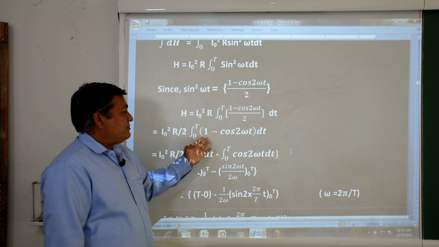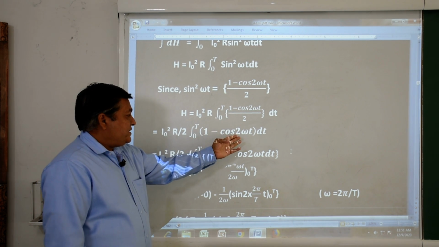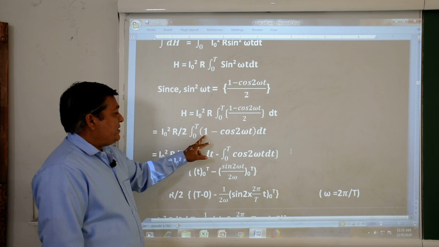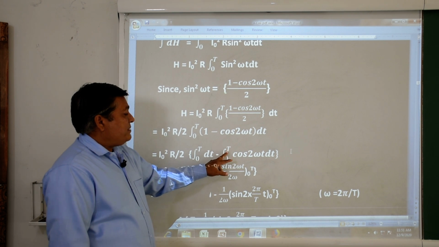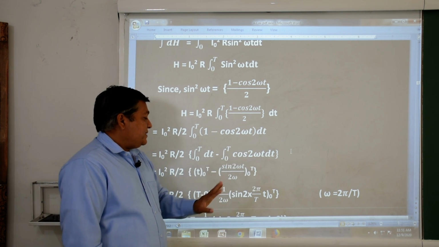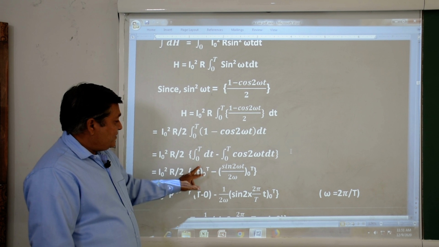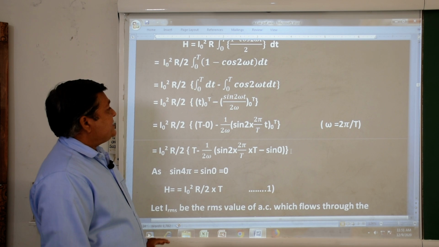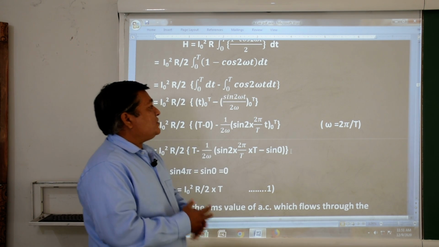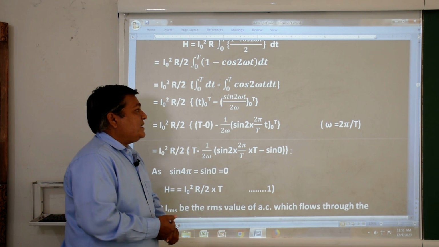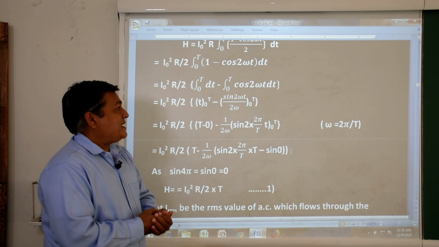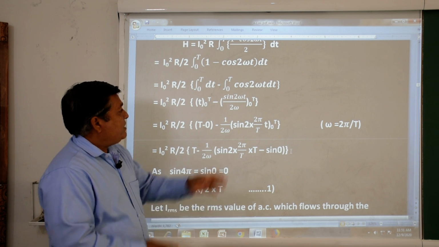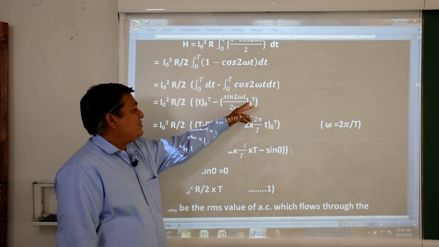Integrating the remaining terms with respect to time dt, what do we get? Separately we integrate 0 to T of 1 dt minus 0 to T of cos 2 omega t dt. The integration of 1 dt is t, with limits applied from 0 to capital T. Similarly, the integration of cos 2 omega t dt is sin 2 omega t upon 2 omega, and the limits are applied from 0 to T.